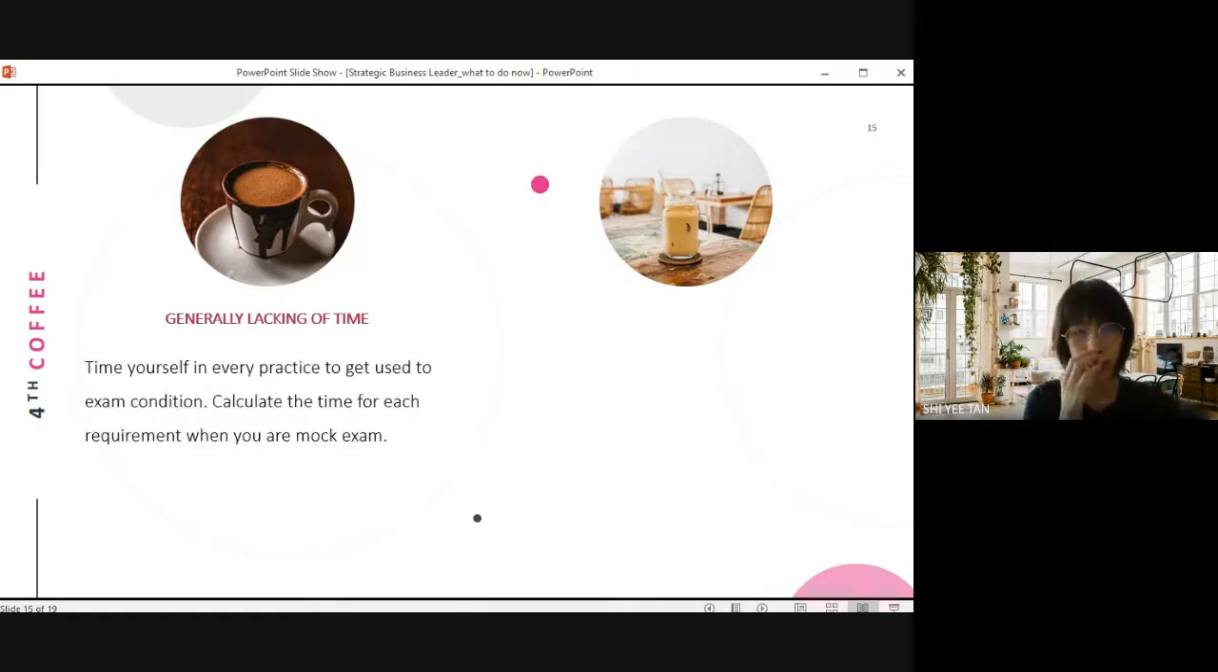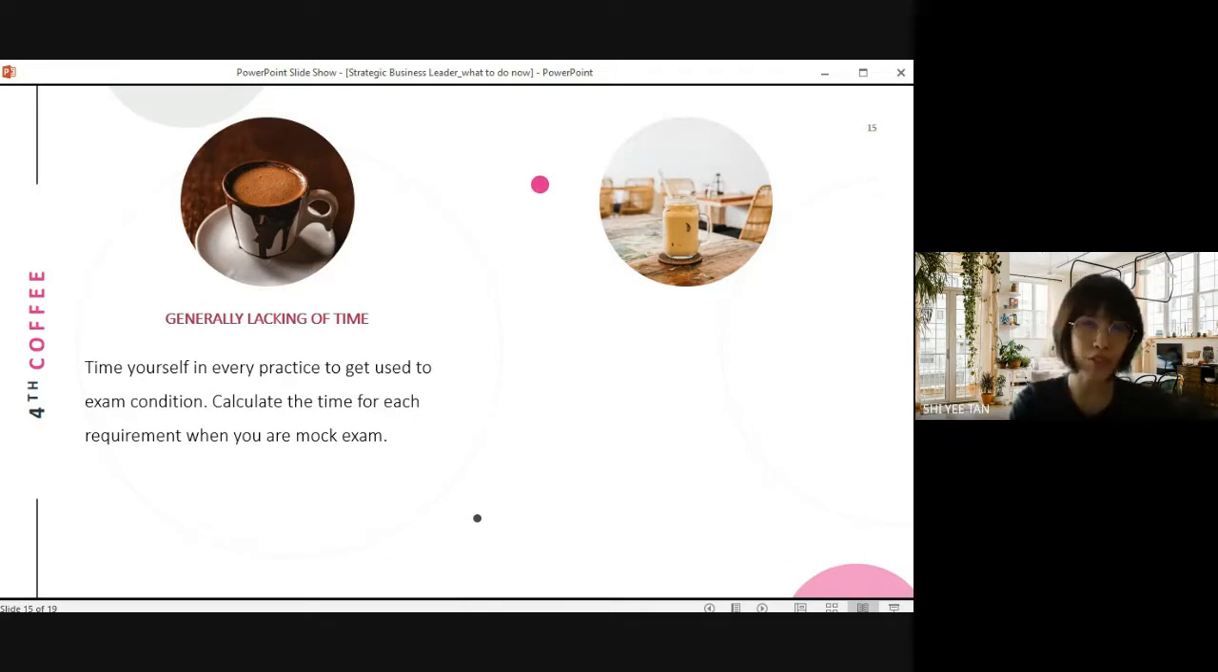Okay. Time yourself in every practice. When you are doing practice, whether you are viewing video or not viewing video, you have to time yourself. All right, time yourself to get used to the exam condition, because that is your problem, right? When you are in exam condition, you cannot do it. But when you are not in exam condition, you can do everything perfectly. So you got to make yourself familiarize with exam condition.